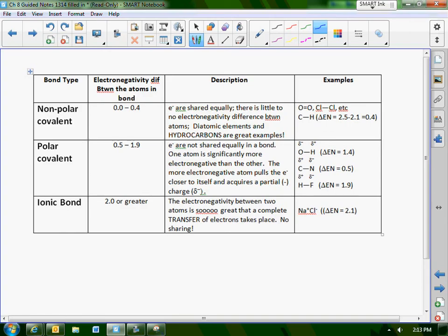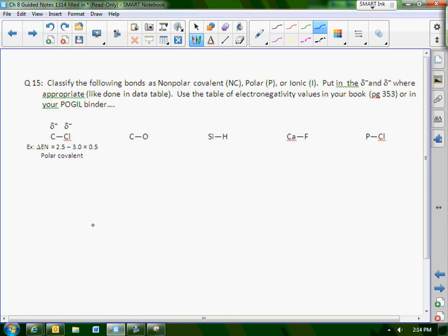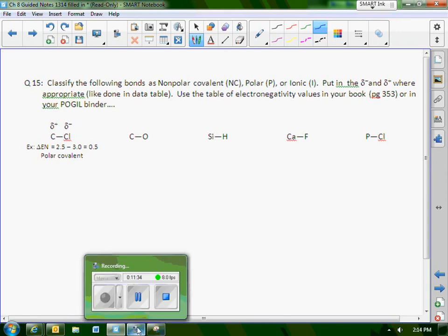Electrons in a nonpolar covalent bond are shared equally. There's no electronegativity difference between the atoms. Most of the time, the one biggie here is diatomic elements and hydrocarbons. We've got polar covalent, we've got ionic bonds. So what I need you to do is use what you got in class today, the electronegativity chart, and classify each of these bonds as nonpolar covalent, polar, or ionic using the table that you were given. And then we'll come back and we will finish this up. So hopefully that helps you a little bit. Pause, do these, and then unpause.